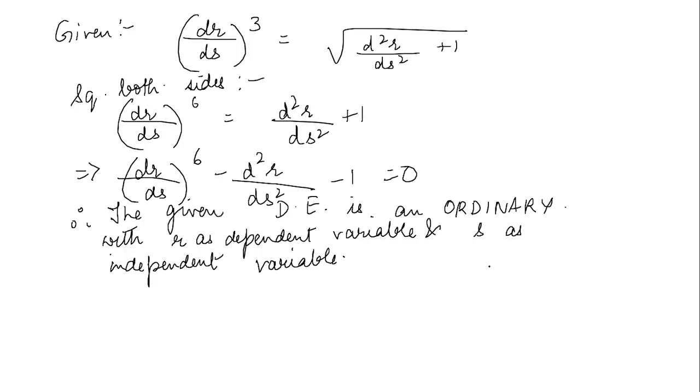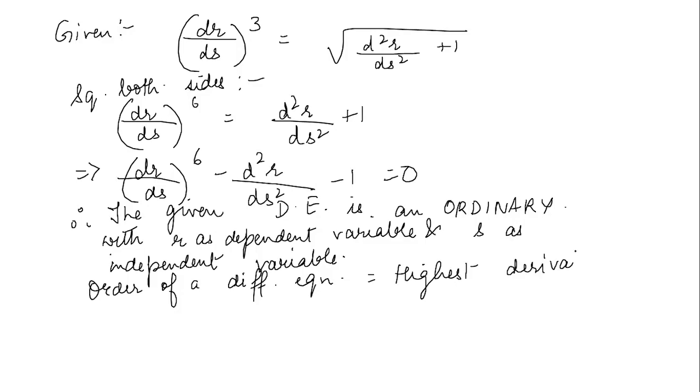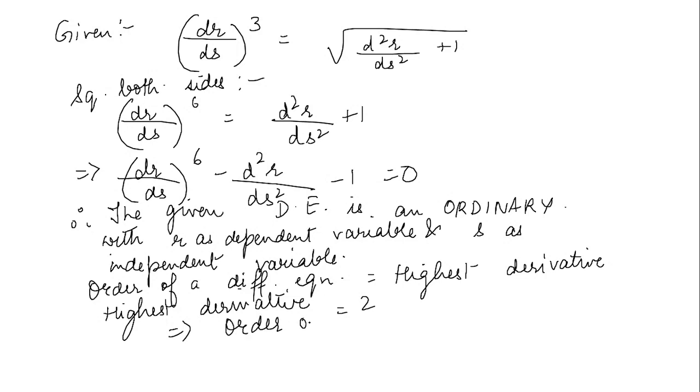Now the next thing we need to determine is the order. Now we know that the order of a differential equation is the highest derivative. In this case the highest derivative over here is the second order, which means the highest derivative is 2, which means that the order of the differential equation will also be 2.